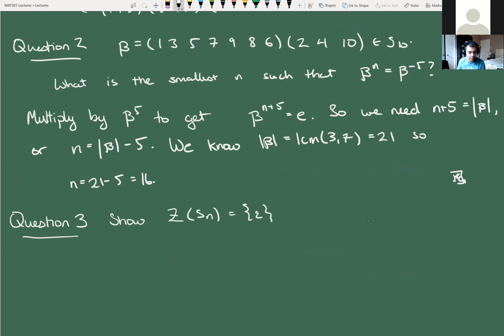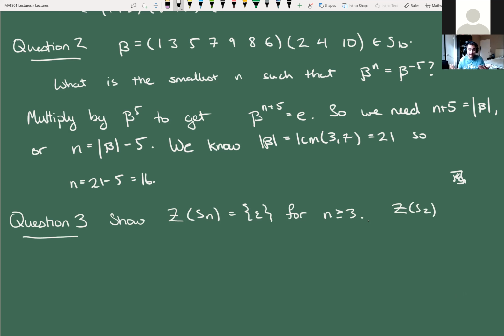So show that the center, right? That's what they're saying. The center of the symmetric group is trivial for n greater than or equal to 3. I think there's a second part, which is, also find Z(S2). That part's boring. What is Z(S2)?